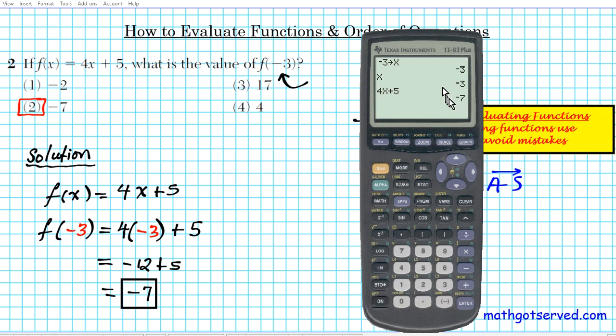So this is just one out of two other ways in which you can evaluate functions using the TI-83 Plus calculator. So which do you prefer? Doing this problem by hand or using a calculator?